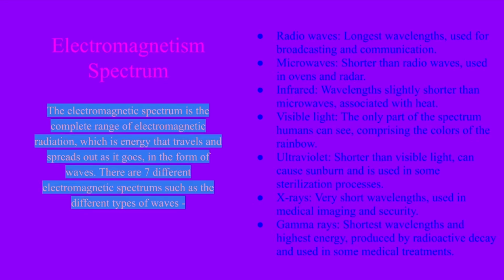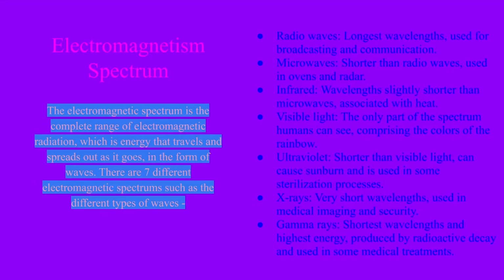Next is the electromagnetic spectrum. The electromagnetic spectrum is the complete range of electromagnetic radiation, which is energy that travels and spreads out as it goes in the form of waves. There are 7 different types of waves in the electromagnetic spectrum.